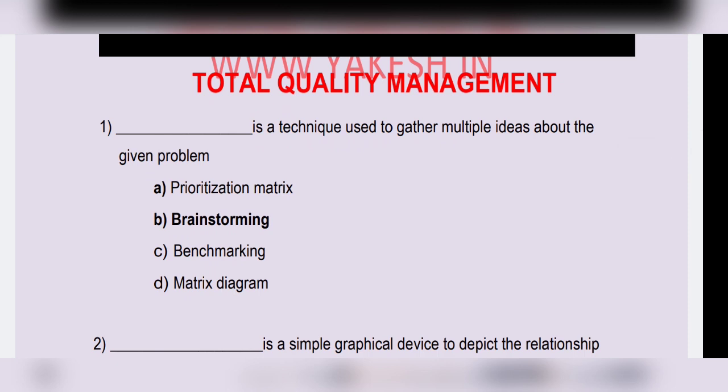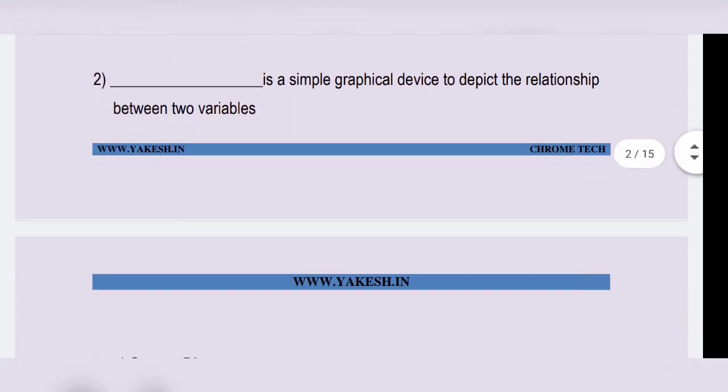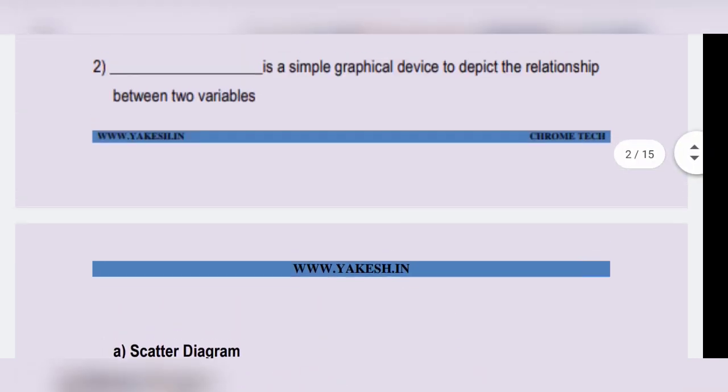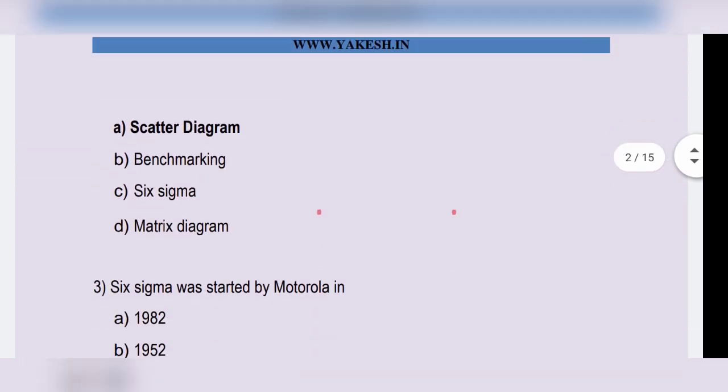First question. Dash is a technique used to gather multiple ideas about the given problem. Option B, brainstorming. Next question. Dash is a simple graphical device to show the relationship between two variables. Option A, scatter diagram. Scatter diagram is the correct answer.